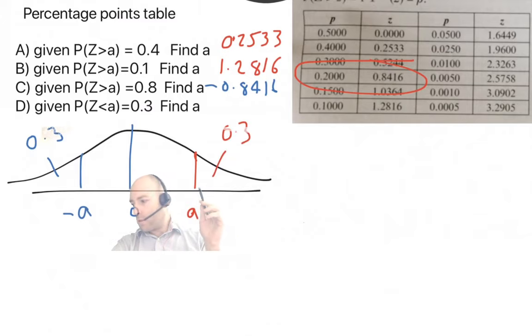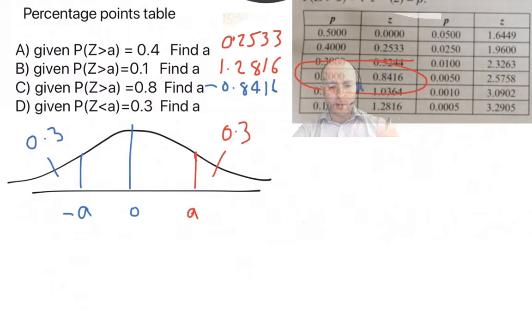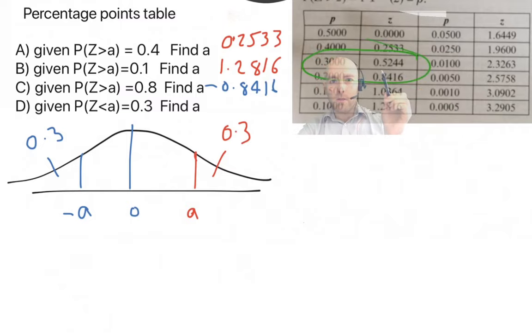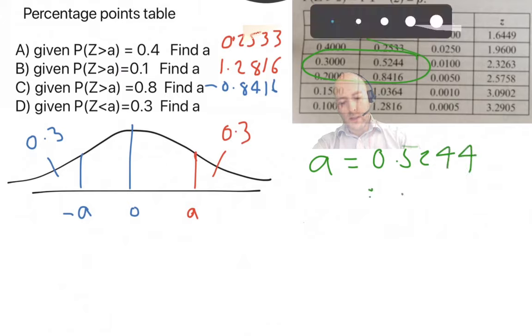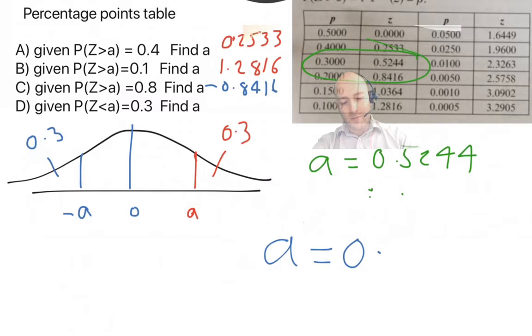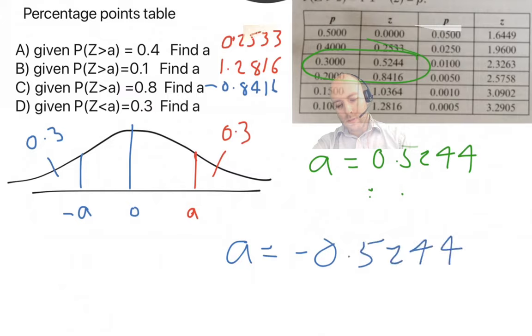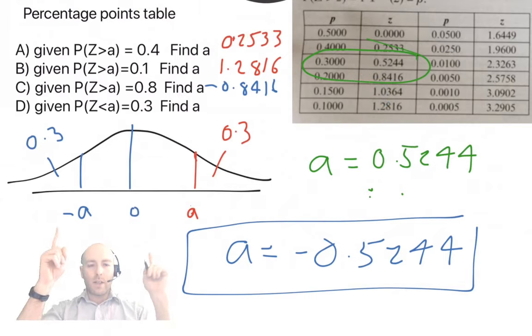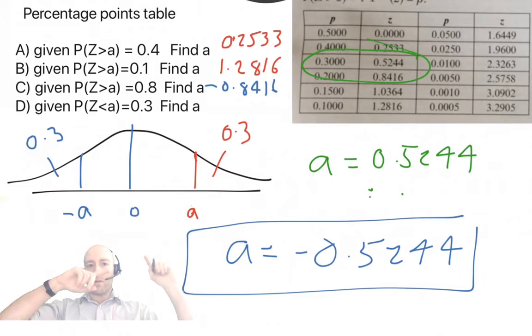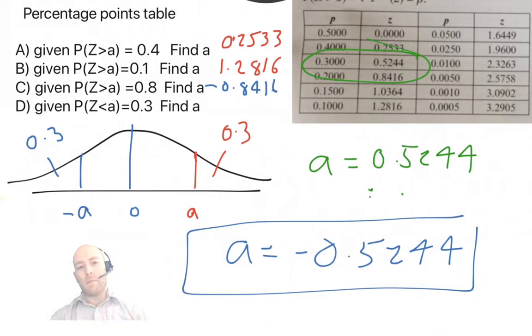Now we've got the greater than region. We can look in our table and find, well, it's the one I've drawn over already. 0.3 is going to be this value, 0.5244. So A is 0.5244. Therefore, we want to find a minus 0.5244, which is our last answer. Cool. All right, anyone got any questions? So it's the idea of sketching it, finding an equivalent region, because we know the table only has positive values, and because we know the table only has greater than probabilities as well.